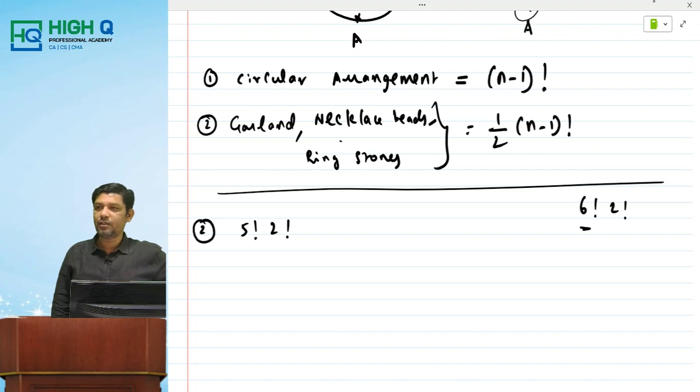Is that right, my dear? 3 factorial into 7 factorial. Is that clear, all of you? Yes, that's it. Okay, next.